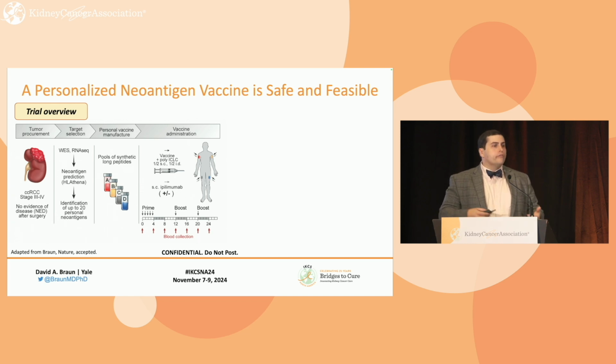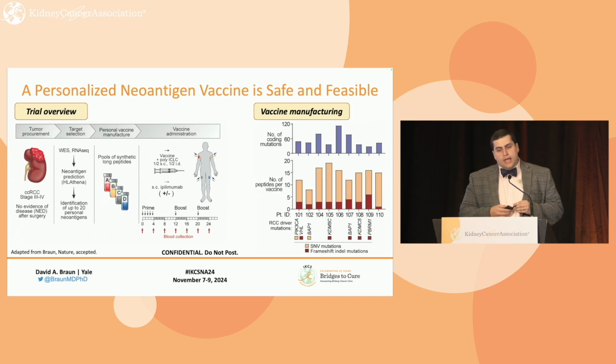It doesn't have hundreds or thousands of mutations. So can we actually make a vaccine for each patient? And the answer to that was yes. Despite having a modest mutation burden for every single patient, we're able to successfully manufacture a vaccine. And we're targeting both single nucleotide variants and also frameshift insertions and deletions. And for many patients, we're actually able to target RCC driver mutations.